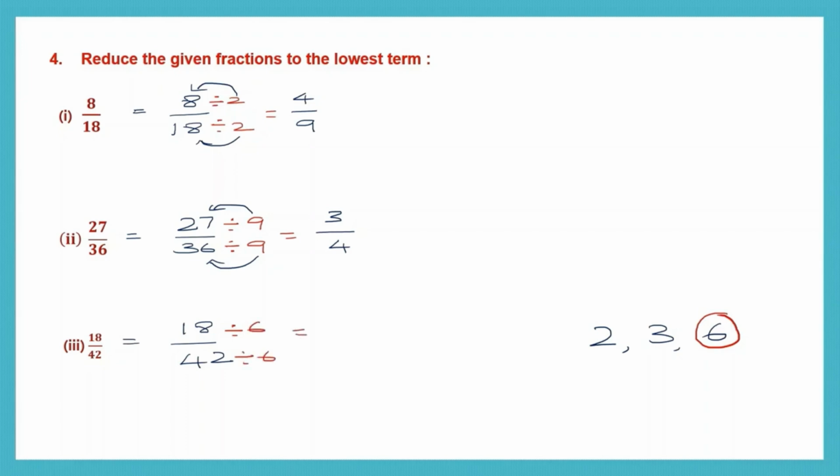So here we have 18 divided by 6. That means 6 threes are 18 and 6 sevens are 42. So what do we have? 3 by 7. So we have reduced 18 by 42 to 3 by 7. Now look at your answer and see whether you can still reduce it further. Okay, you cannot. So this is the lowest term. Question 4, 35 by 75.